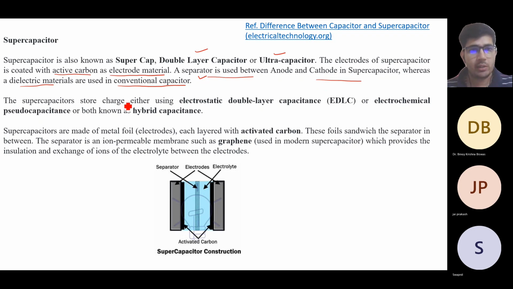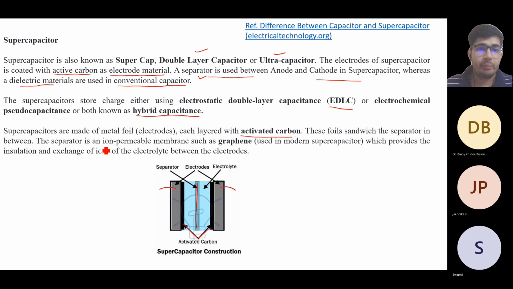The supercapacitor stores charge either using electrostatic double layer capacitance, also called EDLC, or electrochemical pseudocapacitance, or both, known as hybrid capacitance. Okay. So supercapacitors are made of metal foils or electrodes, each layered with activated carbon. These foils sandwich the separator in between. You can see here in the diagram. These are electrodes, both sides. Then the active carbon layers are there, and one separator is there.